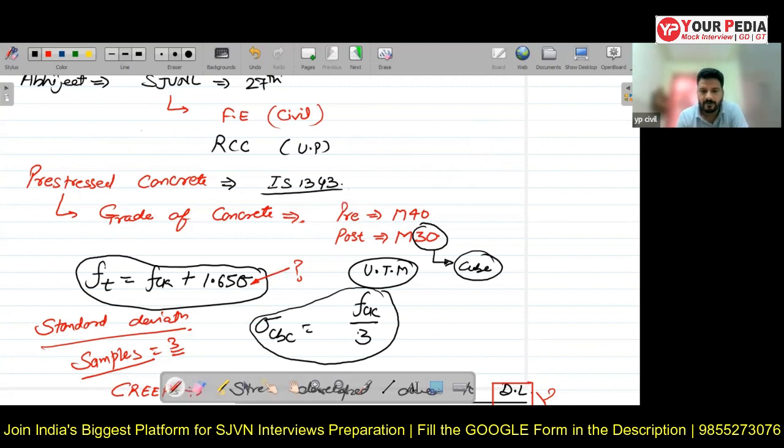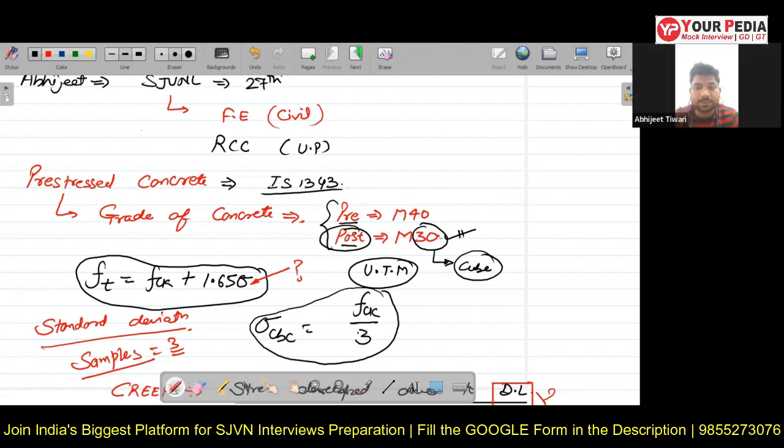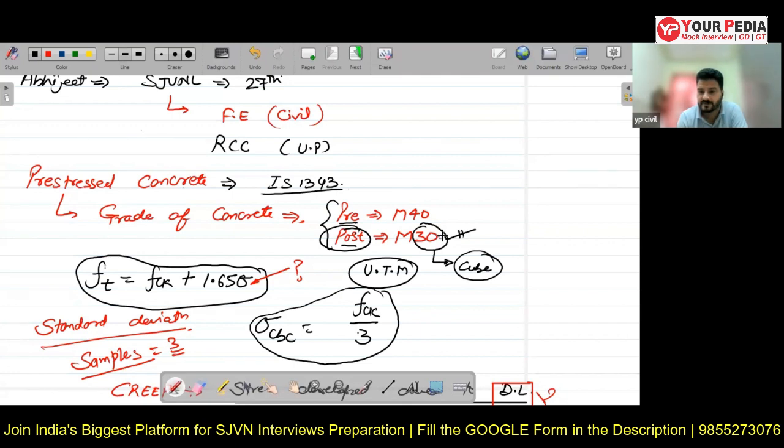So grade of concrete, post and pre, that is okay. I asked you what is the minimum grade of concrete for the pre-stressing work. I didn't mention any pre or post work. Simple answer. Post and pre are the types. Even post-tension work is under this pre-stressing work. So what is the minimum grade? Answer is M30. If they are asking what is the minimum grade of concrete for the pre-stressing work, the answer is M30.